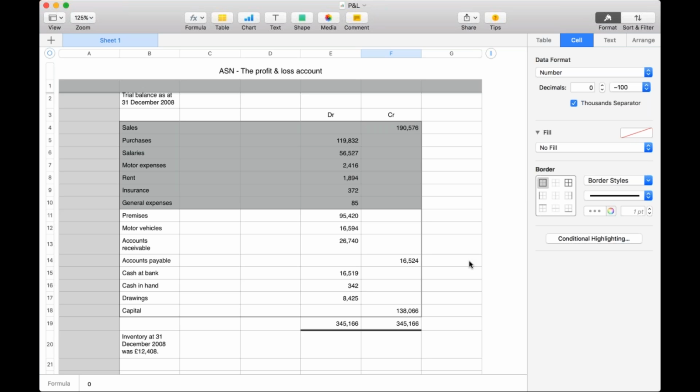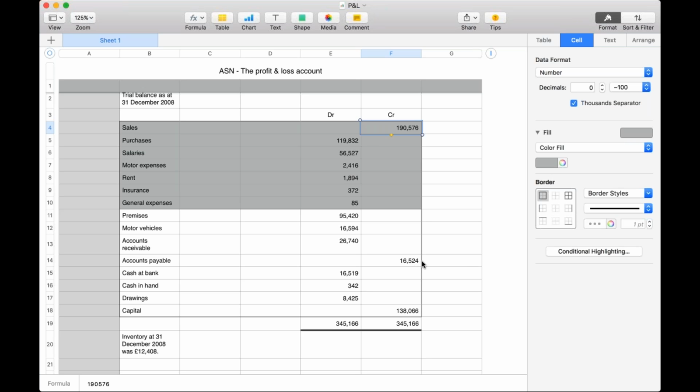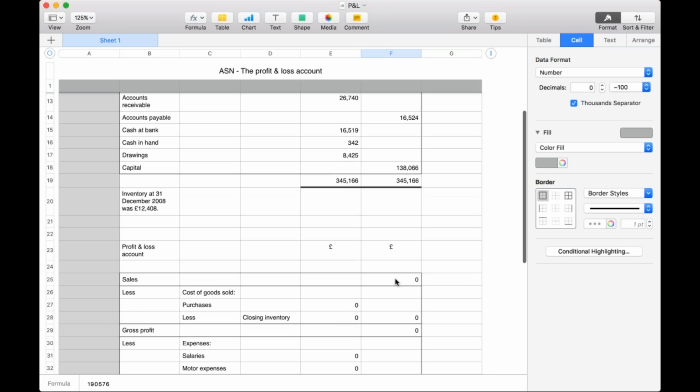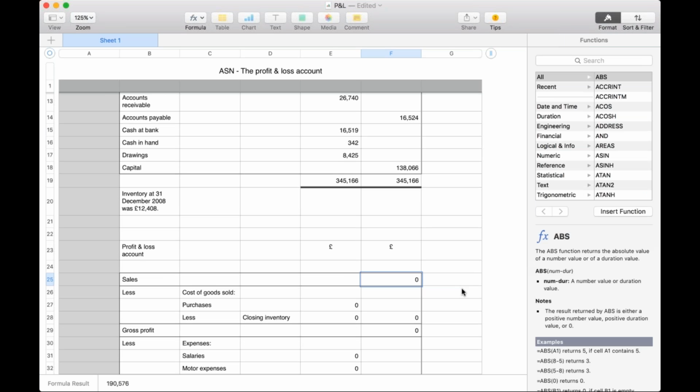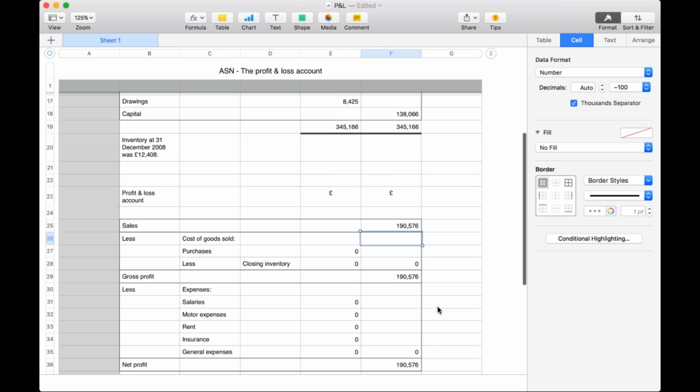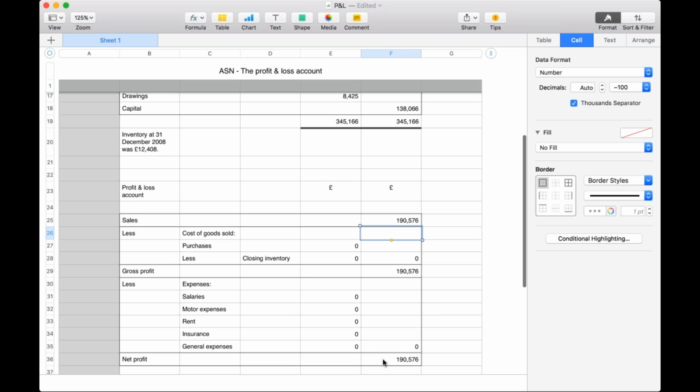So our sales figure is 190576. So that's our first figure to go in there. So I'm going to put 190576 in there. Okay. At the moment, don't worry too much about the gross profit and the net profit, because they're obviously calculated figures, so they're going to change as we enter our figures into the P&L.